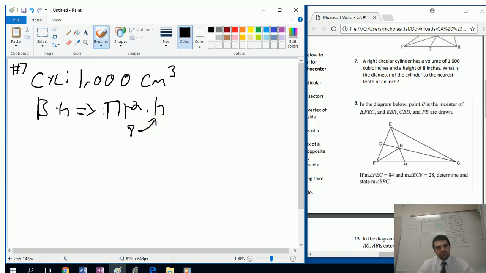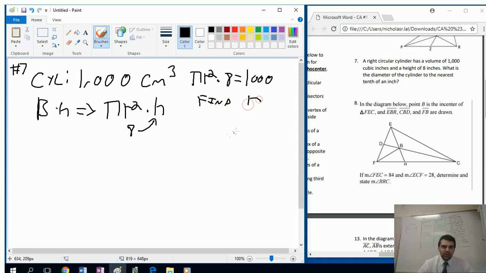So what we can do is set our formula for the volume of the cylinder equal to the volume. So pi r squared times 8 is equal to 1,000, because that's the volume. This is the volume formula. So the radius is the only one we don't know, so we'll have to find the radius.